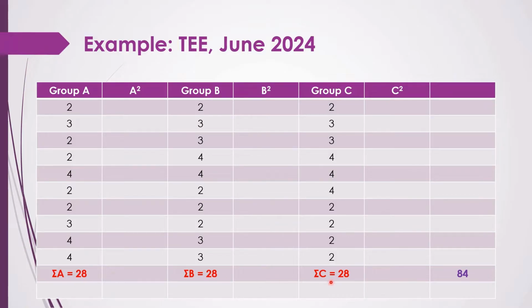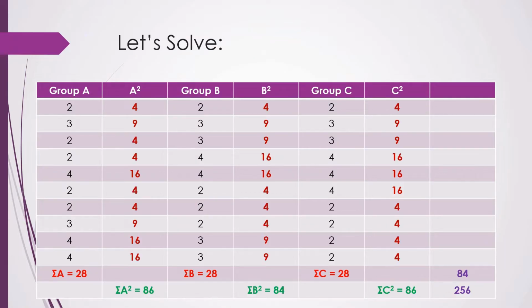Sum of A is 28, sum of B is 28, sum of C is also 28 and I've got the grand total of 84. And next, fill in A square, fill in B square, fill in C square, add all of it, then the grand total here. Here I have my A square values, B square values, C square values. Sum of A square 86, sum of B square 84, sum of C square 86 and the grand total 256.